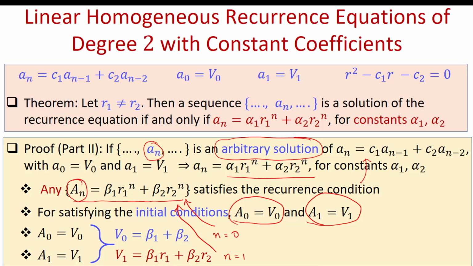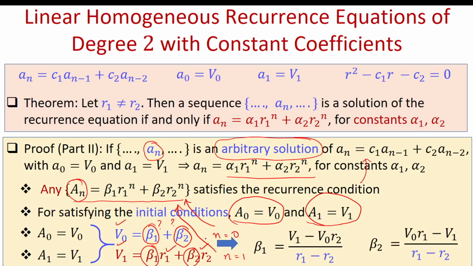So now what are the things known to me? V0 and V1 are already given to me because they are the initial conditions. Beta 1 and beta 2 are the unknowns, right? And R1 and R2 are known to you. So you have now two equations in two unknowns, and you can solve them and get the value of beta 1 and beta 2.